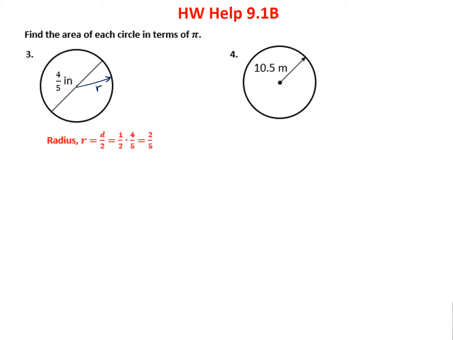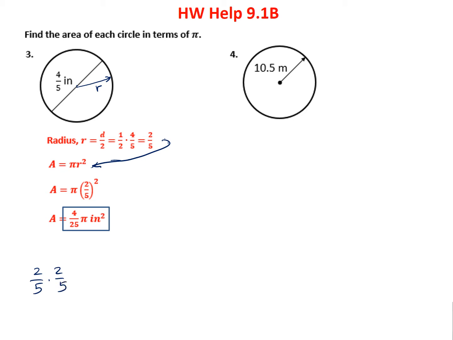Now our equation for the area is the area equals pi r squared. So we take our radius and plug it in for the r. So we have pi times 2/5 squared. 2/5 times 2/5 is going to be 4/25 pi, and that's our answer. Remember that when you multiply fractions, 2/5 times 2/5, you multiply the numerators, 2 times 2 is 4, and you multiply the denominators, 4/25.